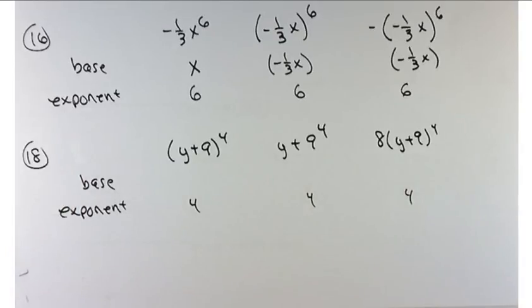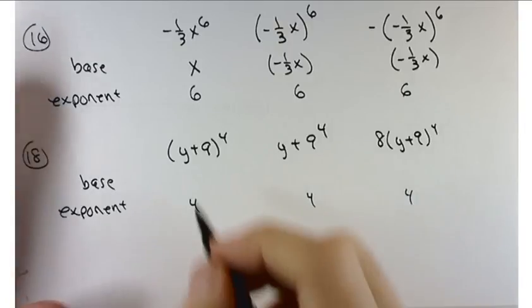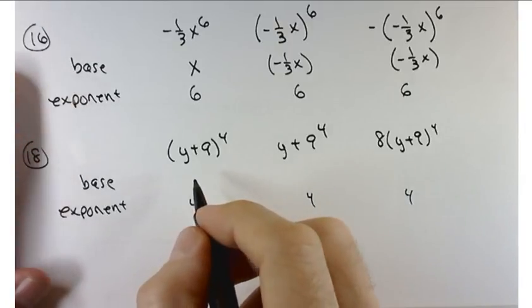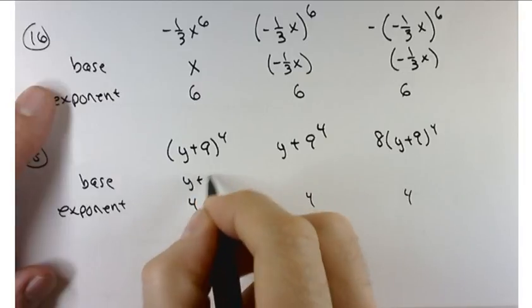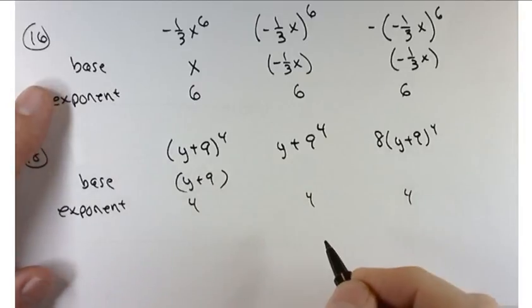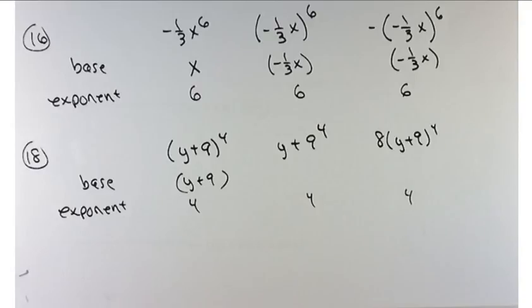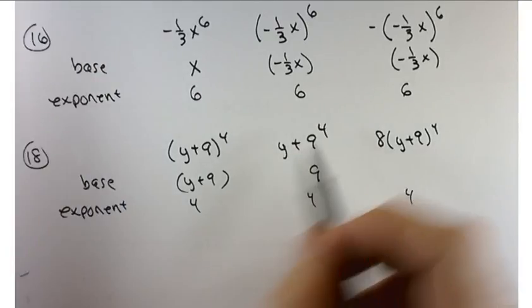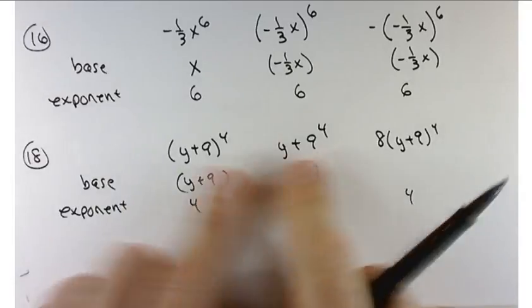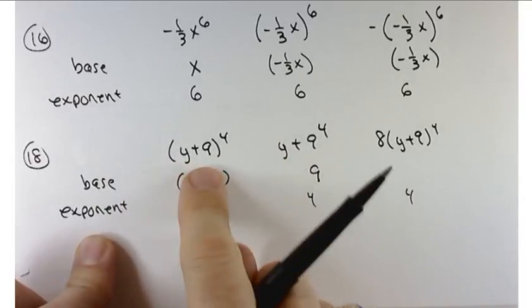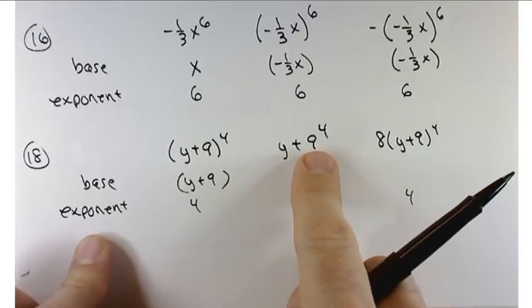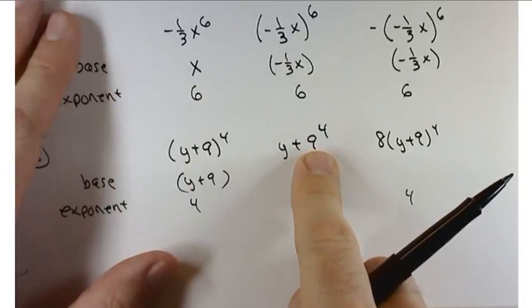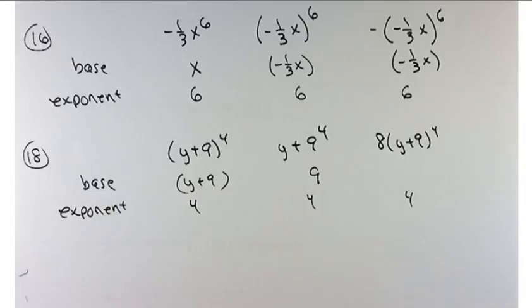Let's keep going around. LeBaron, what's the base here going to be, please? Yeah, y plus 9. It's this whole thing. Good. Base for the next one, Carrie? 9. Now, notice what a difference it makes. Here, you're multiplying this whole expression by itself 4 times. Here, it's just the 9 multiplied by itself 4 times. How about the last one? Madison, up front?